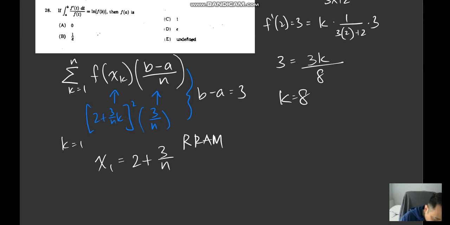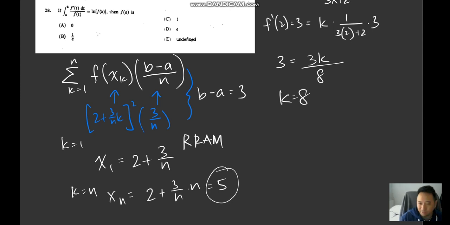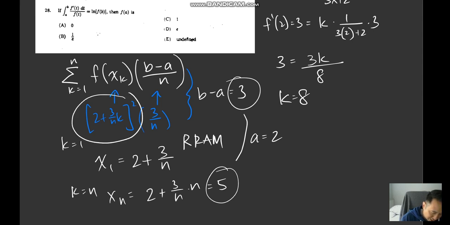And the final value, if I go with k all the way to n, which I'll call x sub n, would be 2 plus 3 over n times n, or in this case, 5. So this is pretty nice. I know it ends at 5, and I know b minus a is 3. Therefore, a must be 2. Based on this, you notice you're squaring your term, so we can conclude that f of x is just x squared.